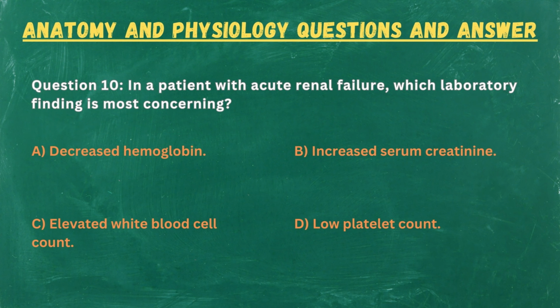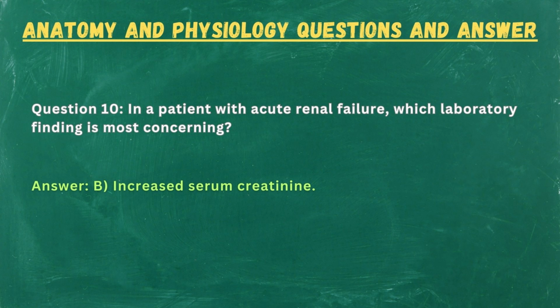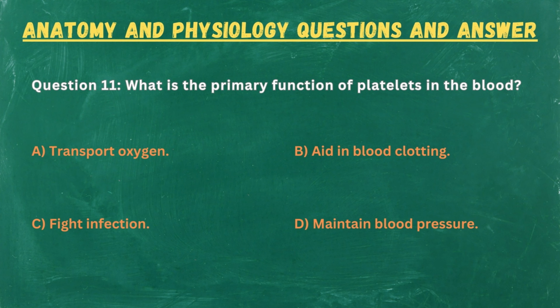Question 10. In a patient with acute renal failure, which laboratory finding is most concerning? A. Decreased hemoglobin. B. Increased serum creatinine. C. Elevated white blood cell count. D. Low platelet count. Answer: B. Increased serum creatinine.